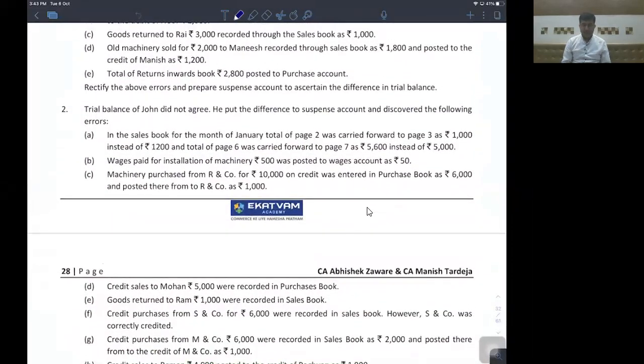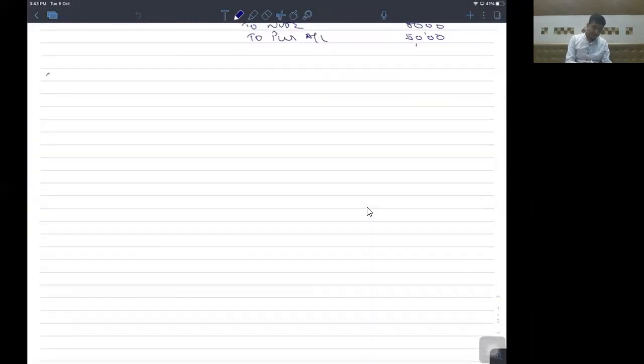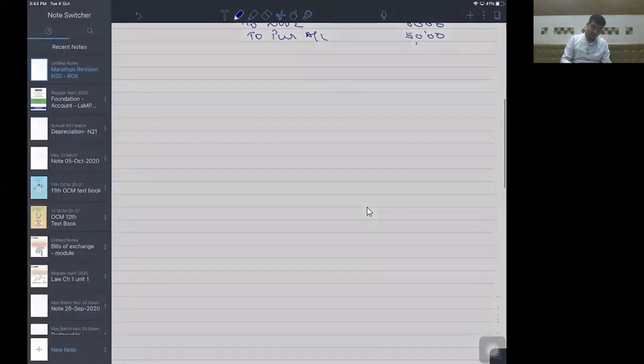Yes. The next one: goods returned to Rai rupees 3,000 recorded through the sales book rupees 1,000. Goods returned to Rai, that means this is purchase return. It has been recorded in sales book, so recording in the wrong subsidiary book, and that too with the wrong amount. My correct entry should have been what? Rai account debit rupees 3,000 to purchase return rupees 3,000.